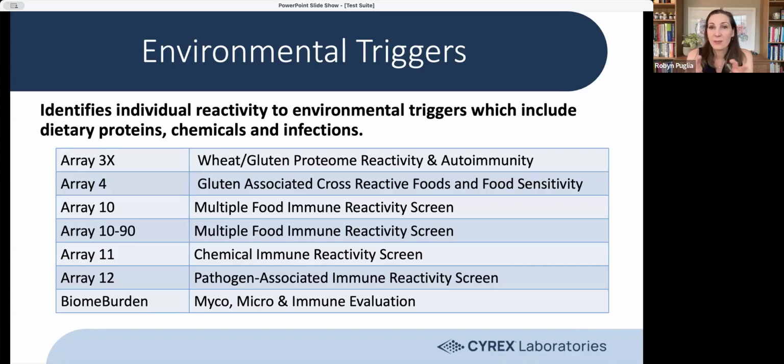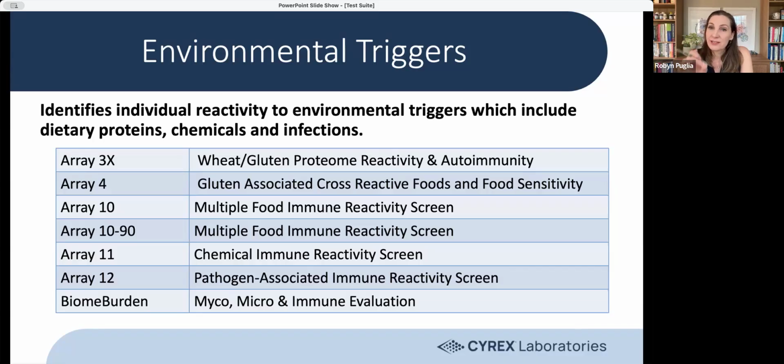However, we do have a very comprehensive series of tests which allow you to really understand the role of the environment, not just in the development of autoimmune disease, but also in the continuation of autoimmunity or immune system dysregulation with the clients and patients that you're working with. So we have Arrays 3, 4, 10, and 10x, which really allow us an in-depth analysis of foods and food proteins, assessment of oral tolerance, and assessment of those foods as a specific driver of autoimmunity and immune system dysregulation.